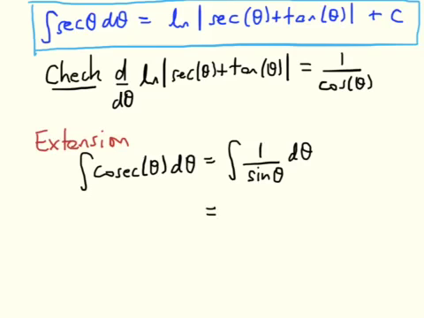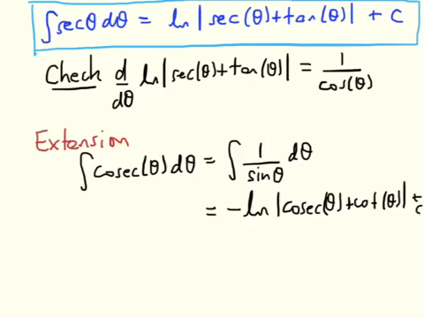And what we have is that this is going to be minus the logarithm of cosec theta plus cotangent of theta plus an integration constant. And this can also be written, and this is nice algebra practice to show that this is true, this can also be written as the logarithm of the modulus of cosec of theta minus the cotangent of theta plus an integration constant.